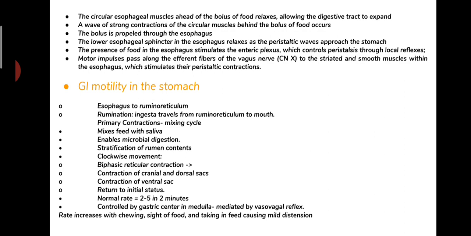Motor impulses pass along the efferent fibers of the vagus nerve to the striated and smooth muscle within the esophagus, which stimulates their peristaltic contraction.